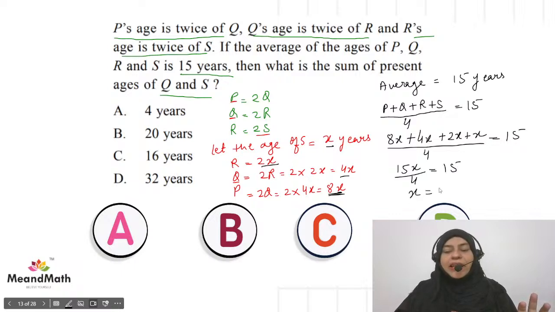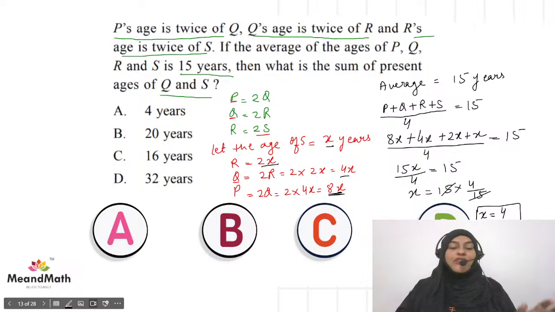Then X will be equal to 15 times 4 by 15. Give your answers, all of you. 15 is cancelled with 15, and what we will have? X is equal to 4. Now we have the value of X, which is equal to 4.